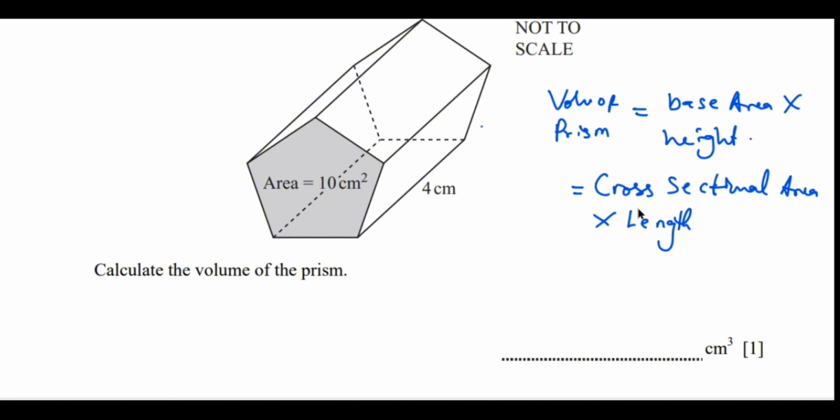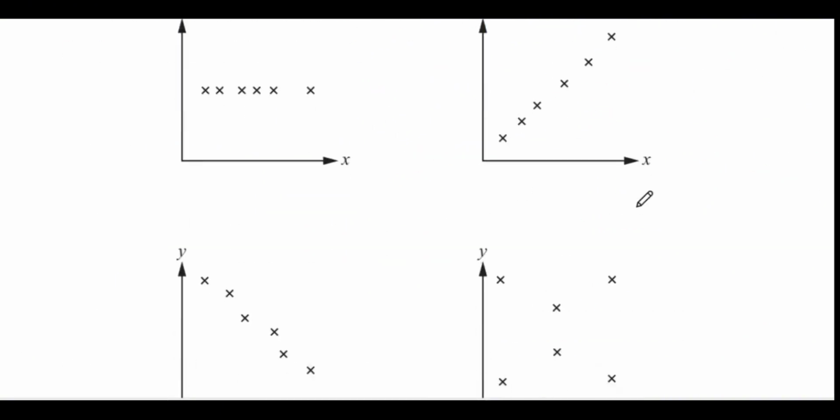So with that, we can say that our volume V is equal to 10 times 4, which will give you what? 40. So you write your 40 here. We move to the next question.